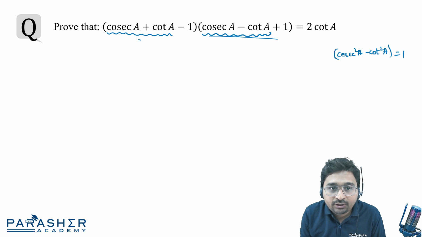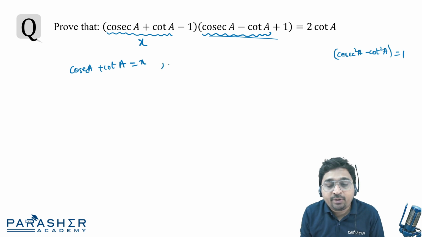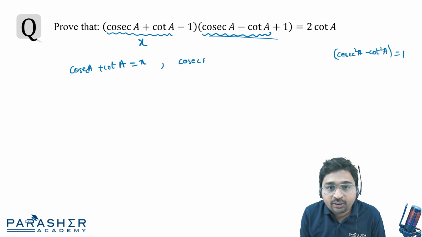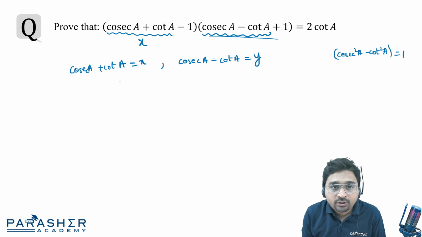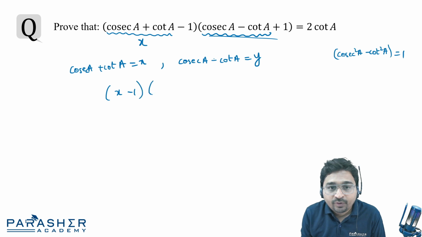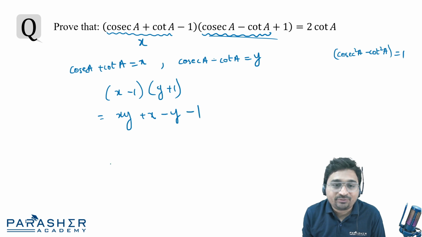I'm going to call cosecant A plus cot A as x. Just assigning a variable to make my multiplication easier. And cosecant A minus cot A as y. So what does the LHS become? x minus 1 into y plus 1. Now if I multiply this, it will become xy plus x minus y minus 1.